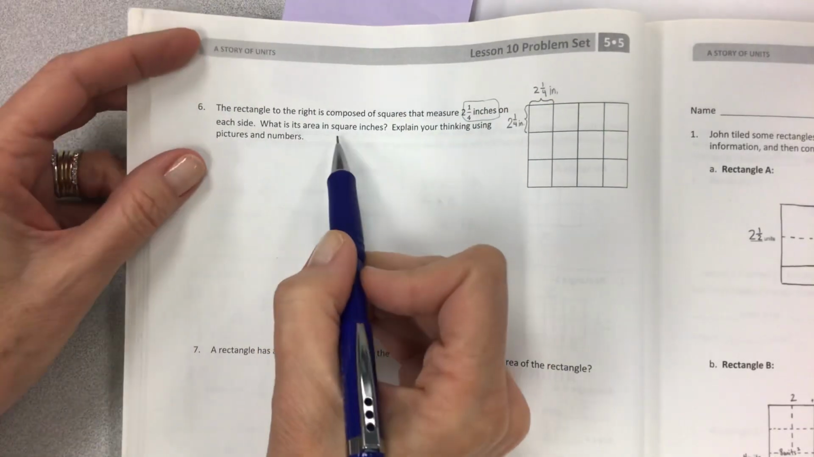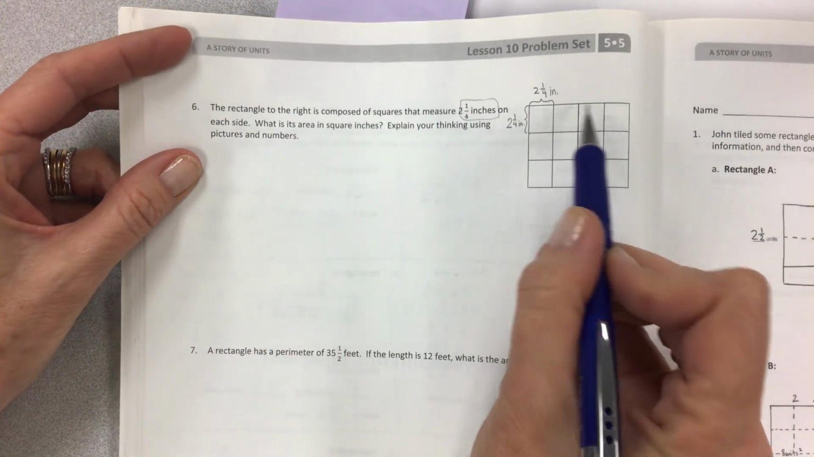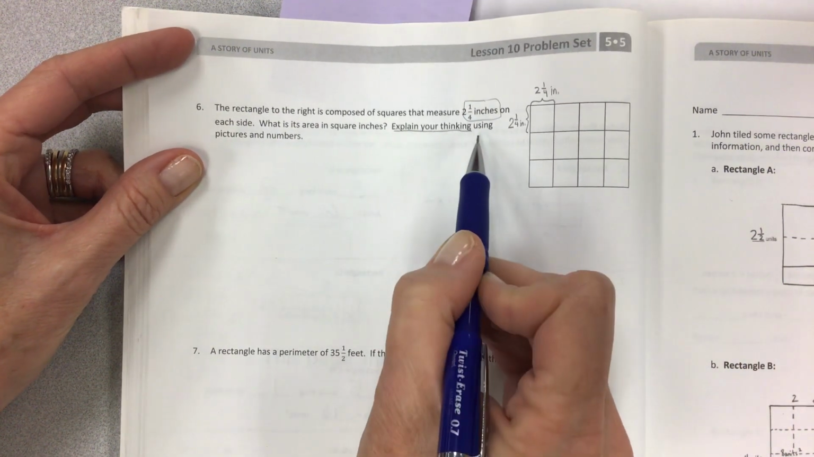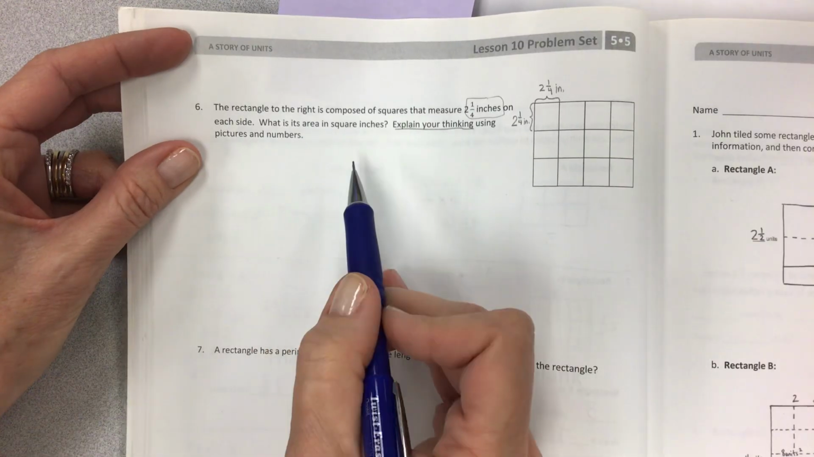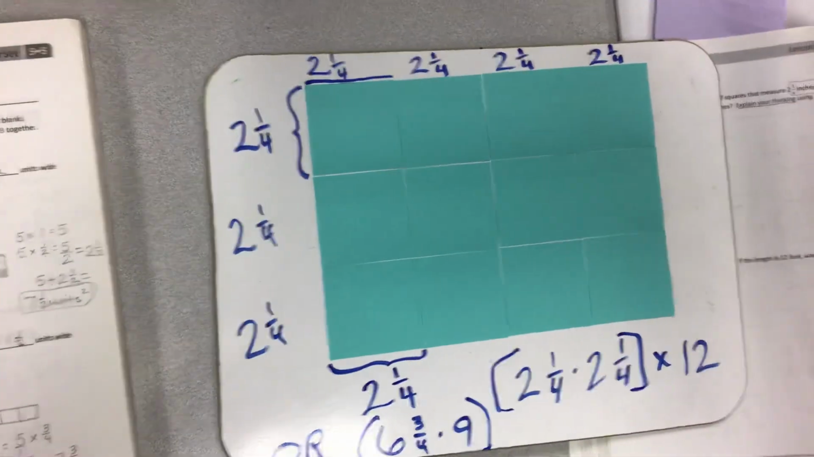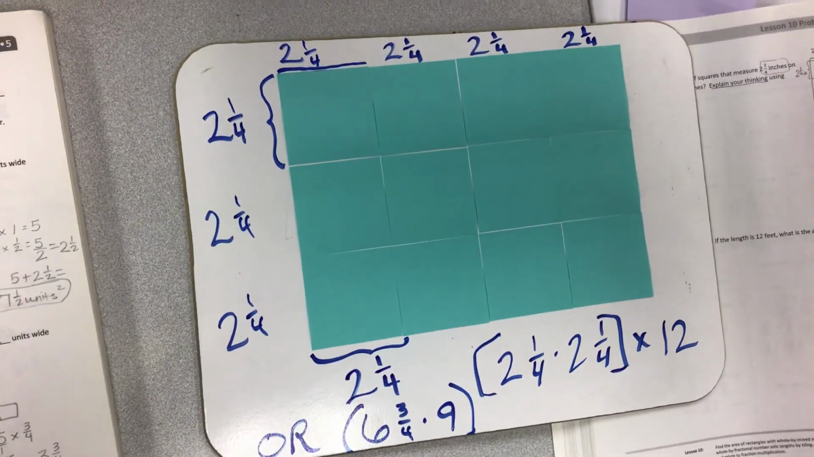What is its area in square inches? So we need to get the whole area of this whole thing. And we're going to explain our thinking as we go using pictures and numbers. I think I'm going to unhook you guys one final time. Hopefully I won't turn it off. There we go. Now this is basically what we're looking at here.